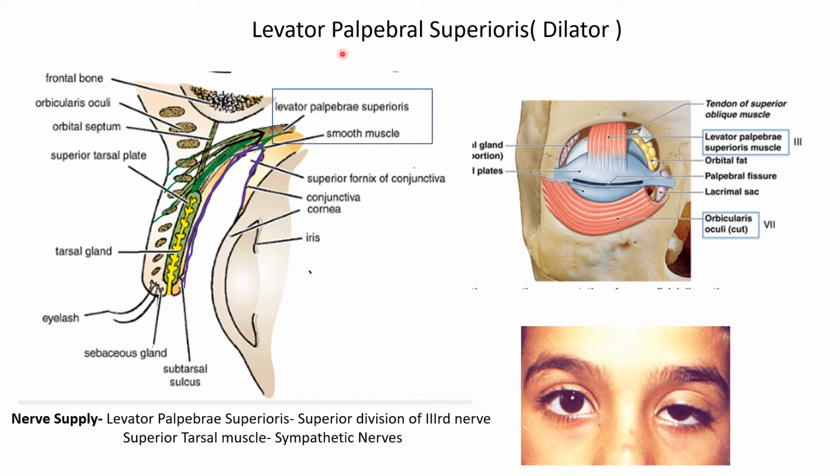We'll be talking about Horner syndrome in detail later, but this is what you need to correlate with what we studied earlier. Okay, so the function of the levator palpebrae superioris is the elevation of the upper eyelid, which is important for the function of gaze.